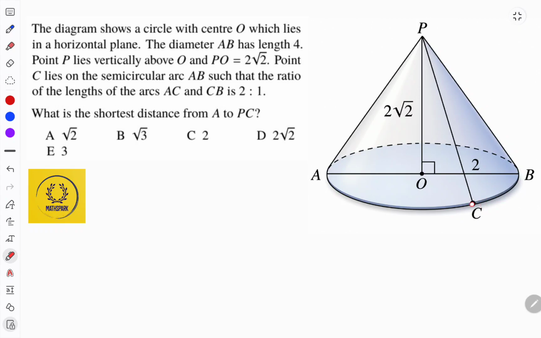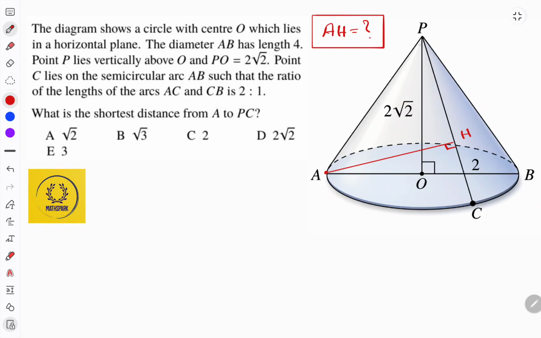And we have point C, which lies on the semicircular arc AB, and the ratio of AC to CB is 2 to 1. And finally, we are going to find the shortest distance from A to PC. We know that the shortest distance is a perpendicular line from point A to line PC. Let's call this point H. So we are going to find the length of AH.